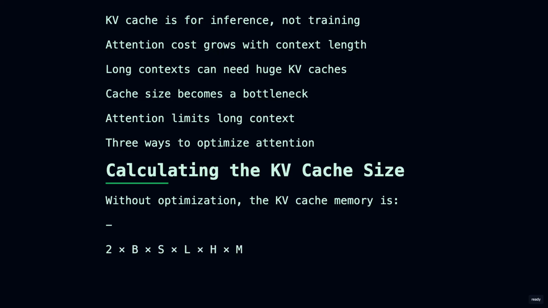This expression multiplies batch size, sequence length, number of layers, model dimension, and memory per value. The leading two account for storing both keys and values.